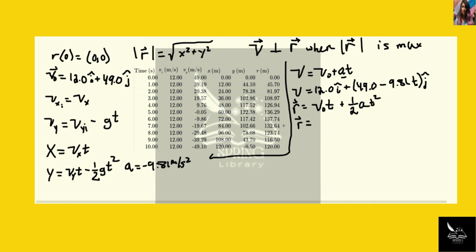r equals 12.0 t i hat plus 49.0, which is the j, times t, minus the 4.9, which is just part of the 1/2 of the acceleration, 4.9 t squared. And this is in the j direction.